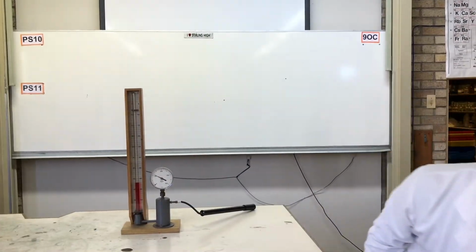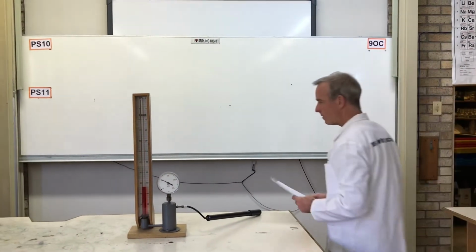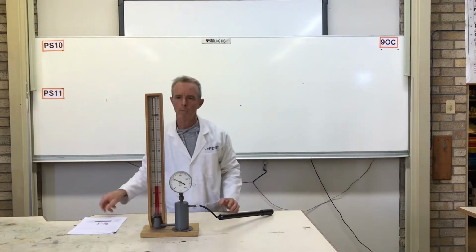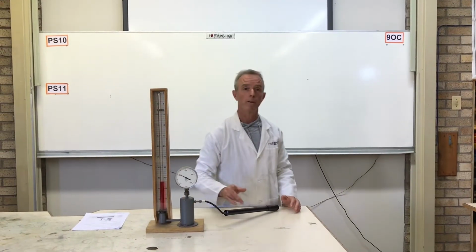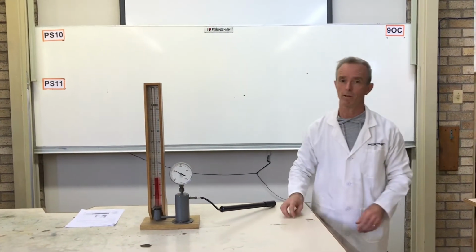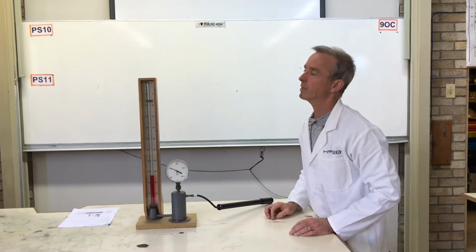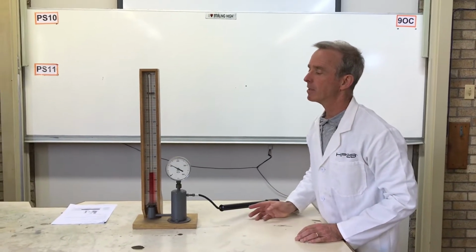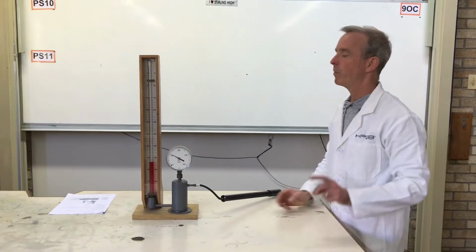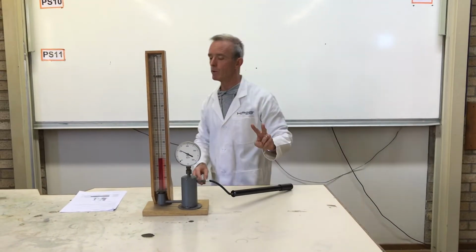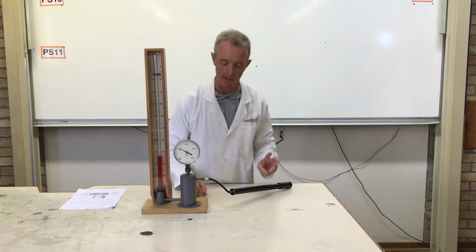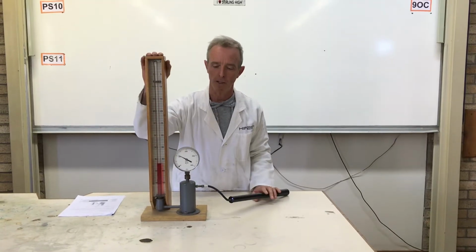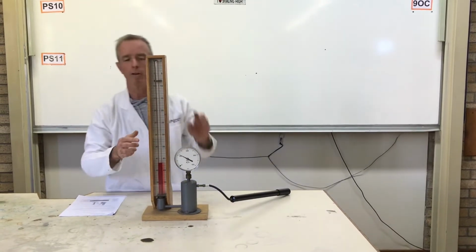Right, grade 11s, we're going to be looking at Boyle's law experiment. And the purpose of the experiment is to determine the relationship between the pressure and the volume of a fixed mass of gas at constant temperature. Remember, when you're looking at the relationship between two things, then only those two things can be changed. And so the temperature needs to be kept constant, and also we've got a fixed mass of gas.